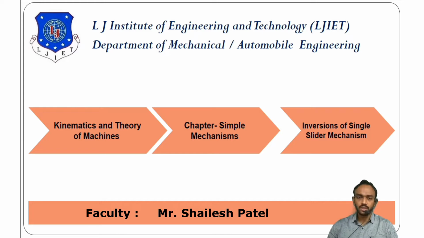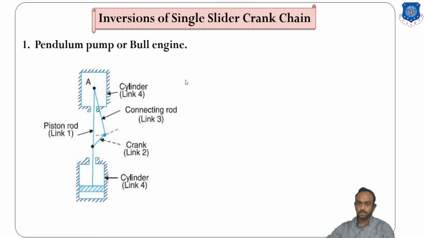The topic we will cover in this lecture is inversion of single slider mechanisms. There are five inversions of the single slider, and we will cover all of them. Let's start with the inversions of the single slider crank chain. Among them, the first is the pendulum pump, also known as a bull engine.